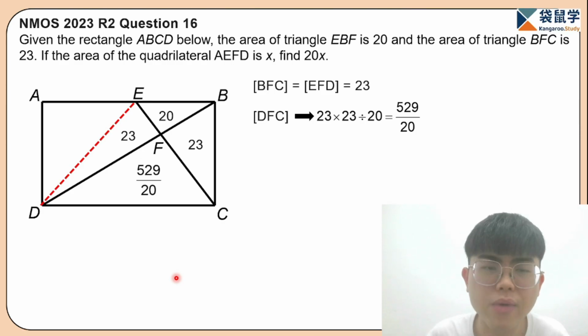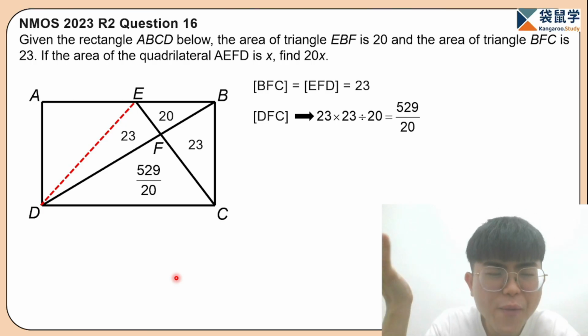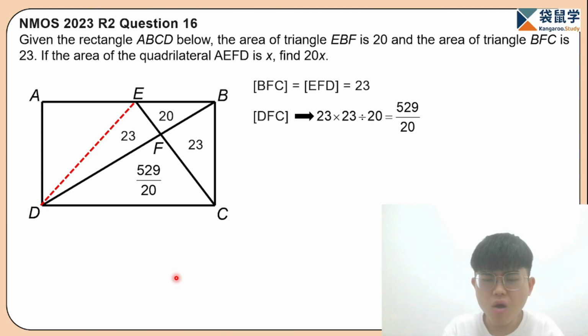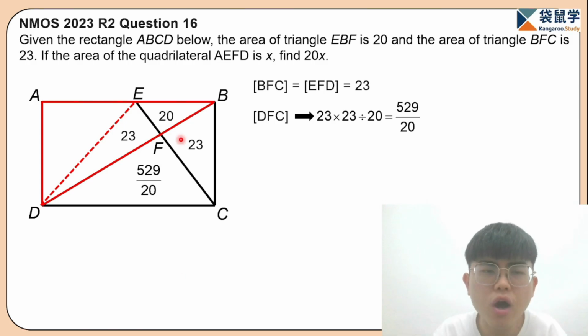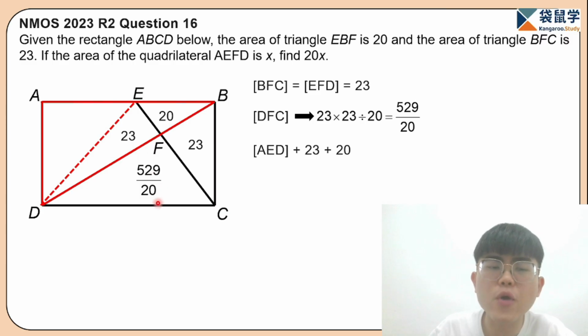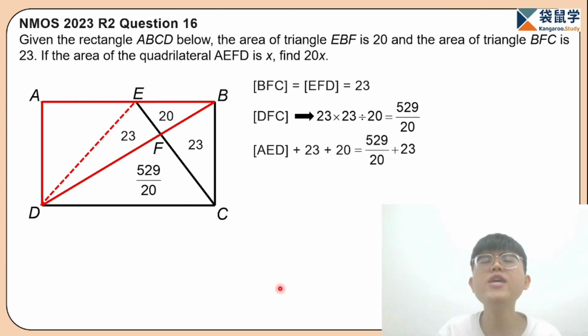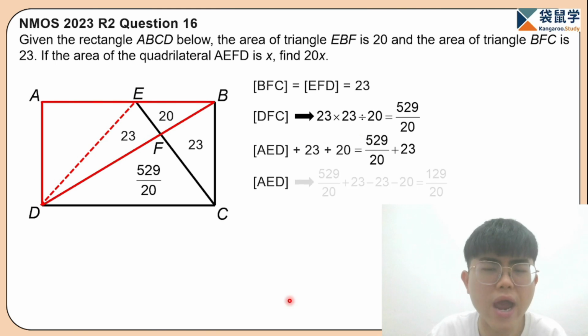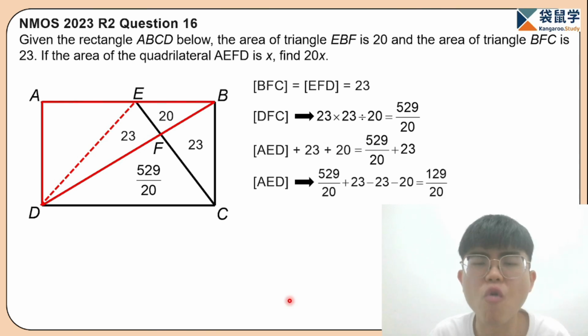Now let's also label it on our figure. But again, how do we find what AED is? Oh, you can see that in this figure, we cut it in half. This triangle right here will be equal to the area of the other half of it. Which means that AED plus 23 plus 20, what does it equal to? It will be equal to 529 over 20 plus the 23. From here, we can calculate the area of AED. So we just have to use 529 over 20 plus 23, and we minus out these two areas. We will get an answer of 129 over 20.